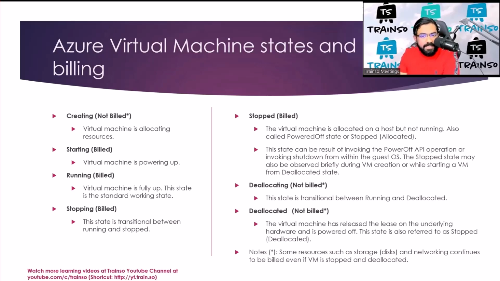When the state is creating, a virtual machine is allocating resources. Starting means allocation is done and the virtual machine is now powering up. Running means the virtual machine is fully up; this is the standard working state. Stopping means this is a transitional state between running and stopped.